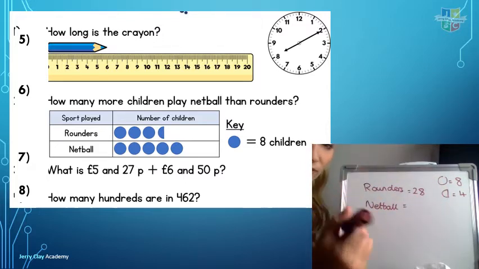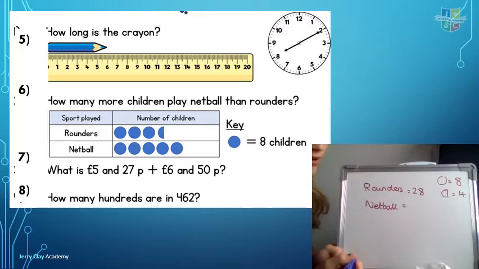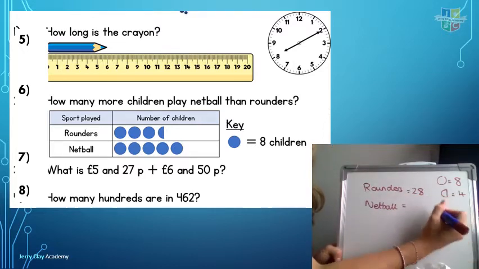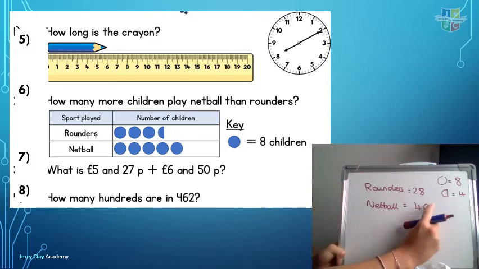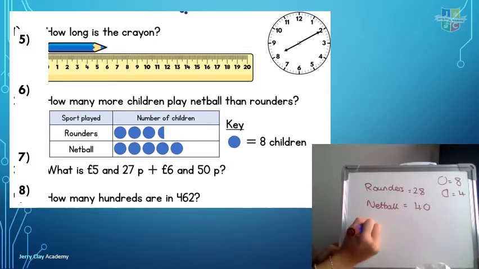Then for netball, we've got 1, 2, 3, 4, 5 whole circles, so I could have done 5 times 8, which could have been 40, or I could have done 8 add 8 add 8 add 8 add 8. But it's asking then how many more children play netball than rounders. So here we're trying to find the difference.